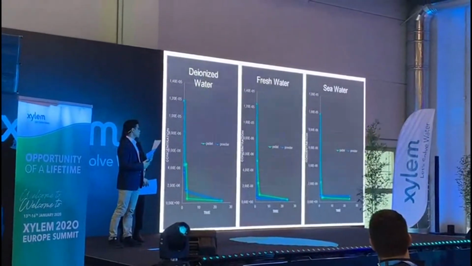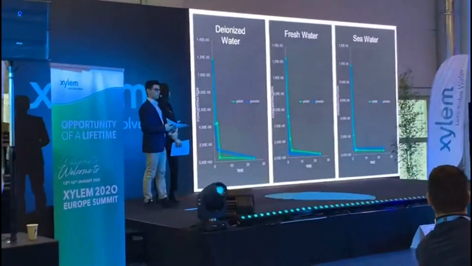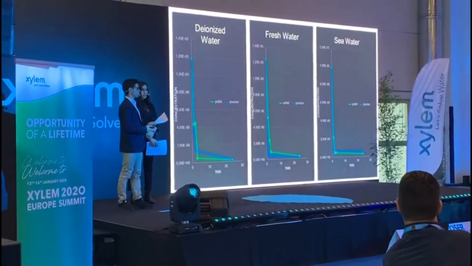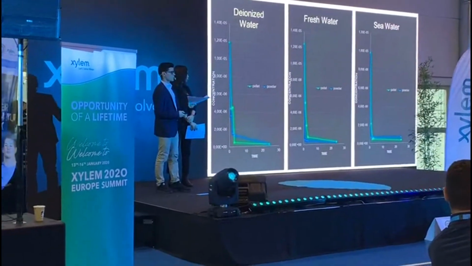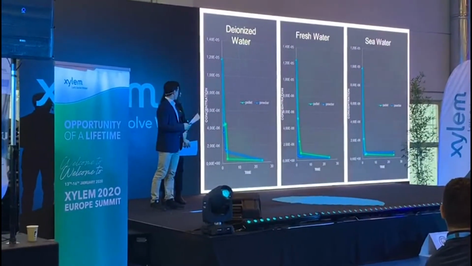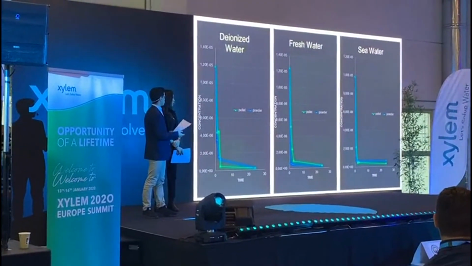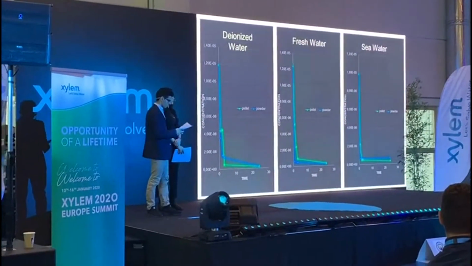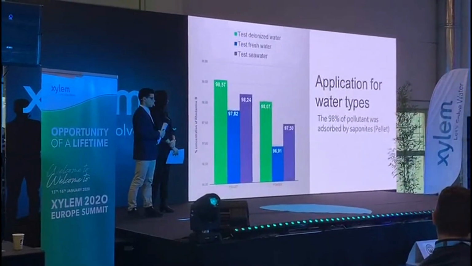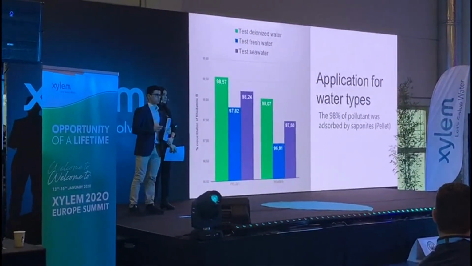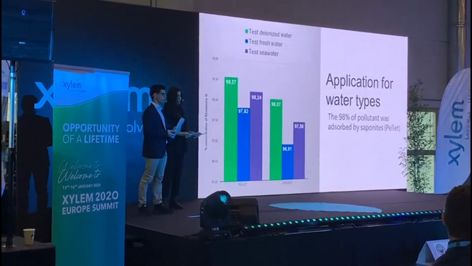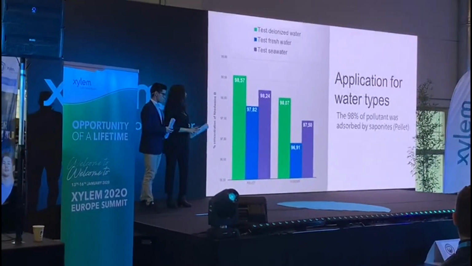So we decided to test it in a more specific way, closer to reality. We tested it in three types of water, deionized, fresh, and seawater, to see if the ions present in the water change the capacity of the saponite. The application with this type of water is very promising because our materials absorb over 96% in each type of water, as pellet and as powder.